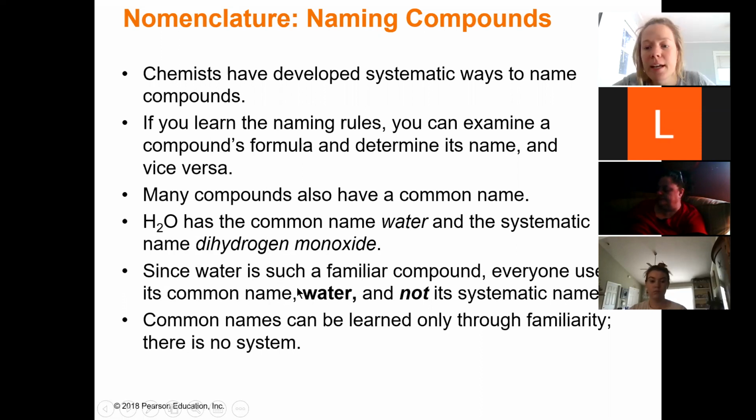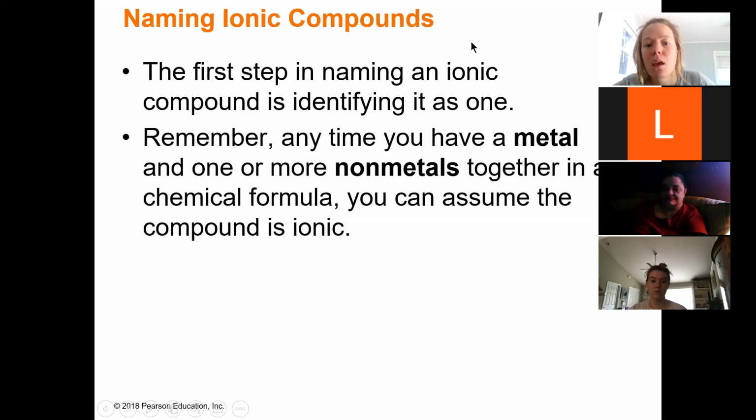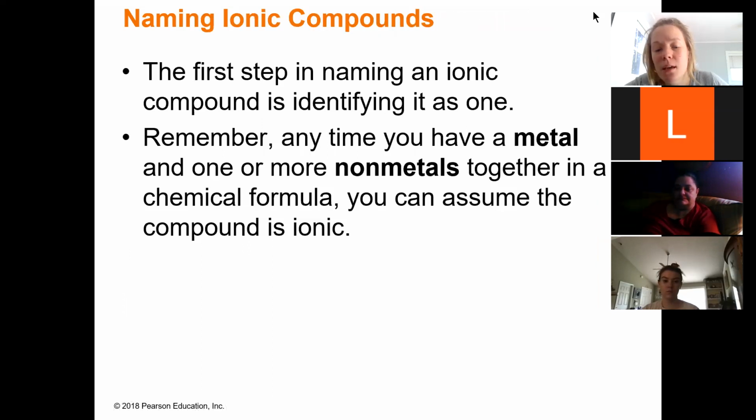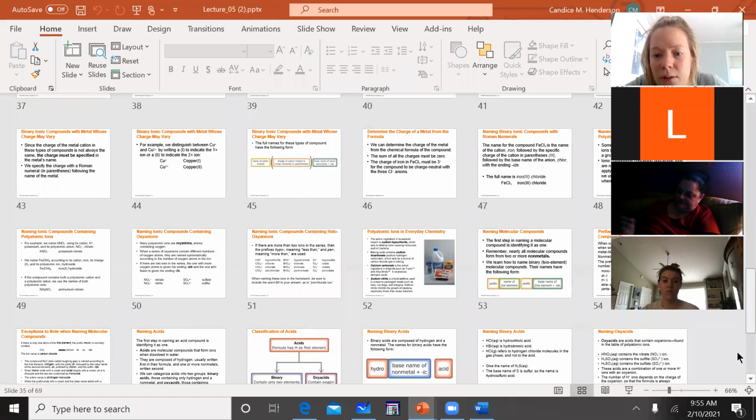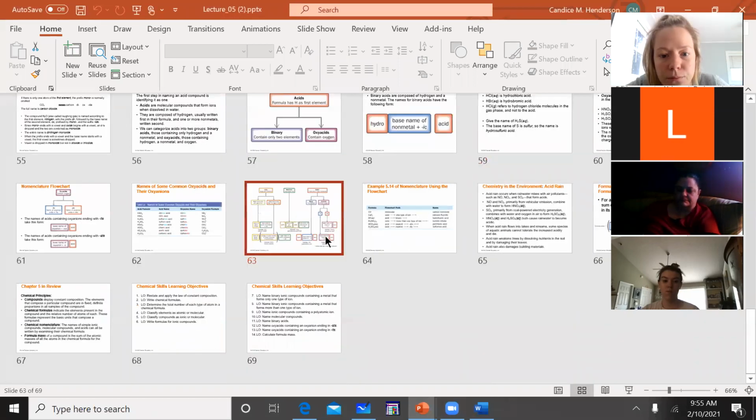How do you learn the everyday common names? You just have to do that through familiarity. We don't have enough time for you to get familiar with all 55,000 compounds or whatever that are out there. So we're going to learn the system. So the system with naming, actually, I'm going to drop down to the very last page, or almost last page of the slides.